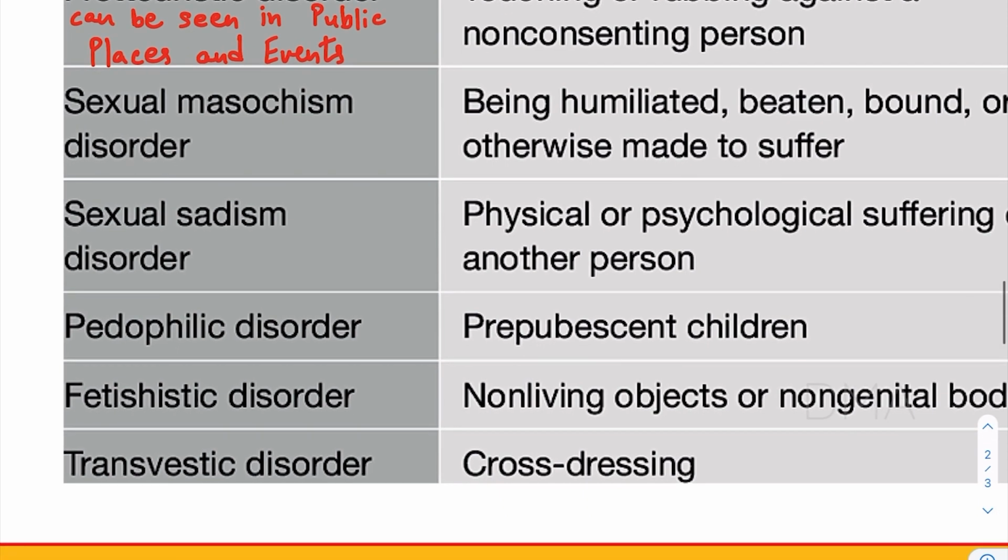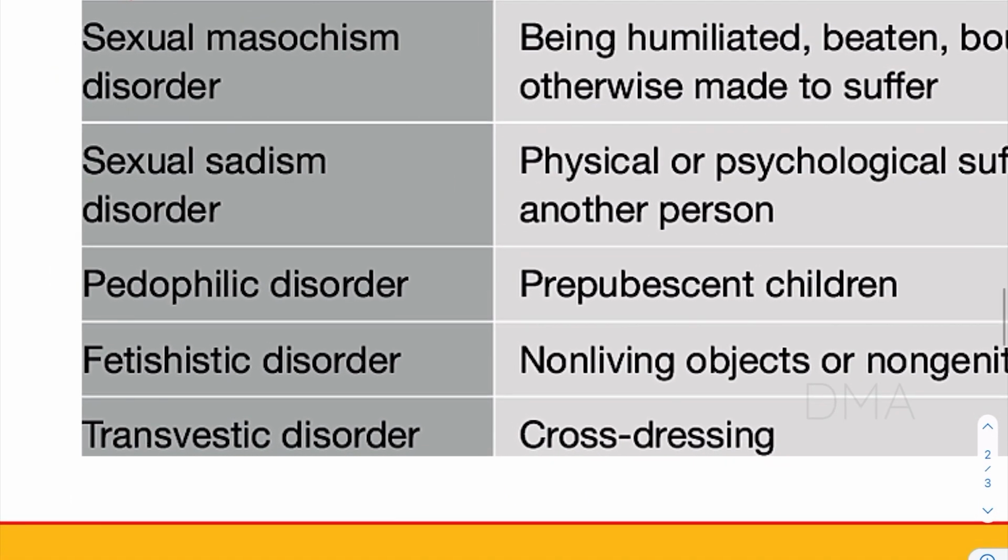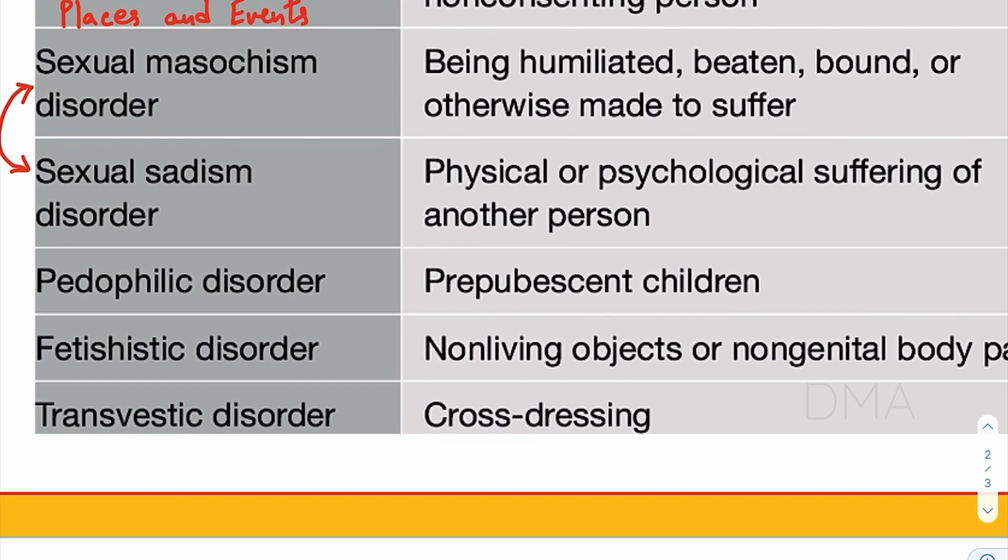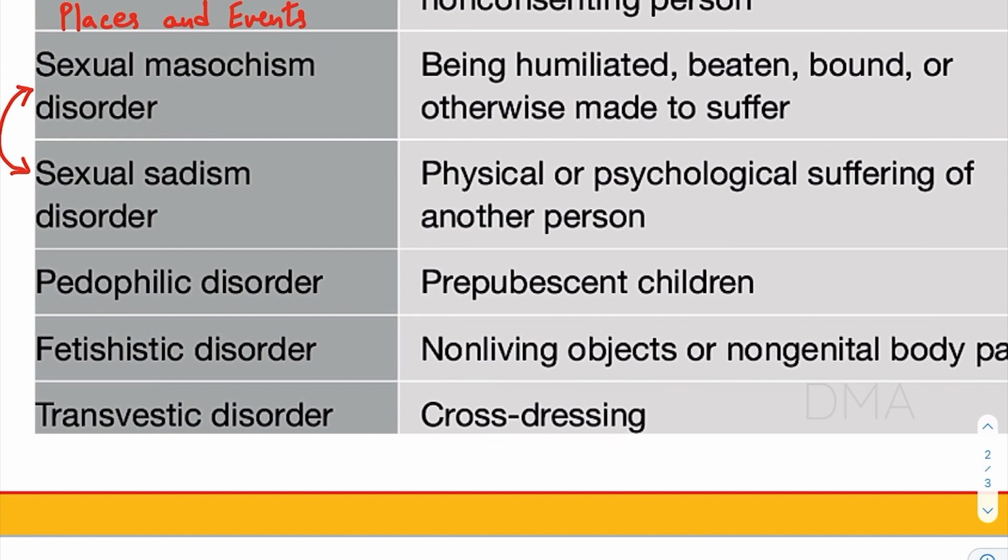Then there is sexual masochism disorder and sexual sadism disorder. Let's look at these 2 disorders together. So, what is sexual masochism disorder? That is, a person is being sexually aroused by getting humiliated or beaten or bound or otherwise made to suffer by his or her partner. That is, during a sexual activity, a person gains sexual pleasure if his or her partner inflicts pain on them, if they are on the receiving end of the pain.